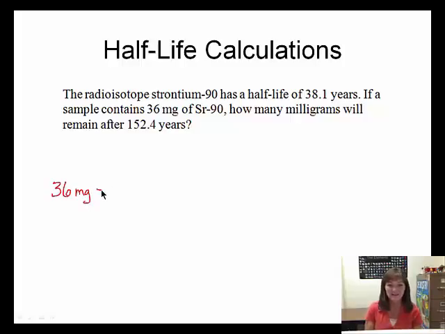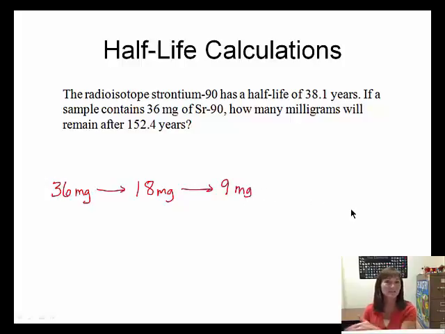And I'm going to do this arrow representing one half-life. So one half-life has transpired, so how much will I have left after one half-life? Well, we always have half. So you cut 36 in half, and that's 18 milligrams. If I go through another half-life, 18 divided by 2 is 9 milligrams. So I like to keep going until I get to where I need to stop. Well, this question is asking me how much I'm going to have left after 152.4 years. So I have to figure out how many half-lives, how many arrows I'm going to need.